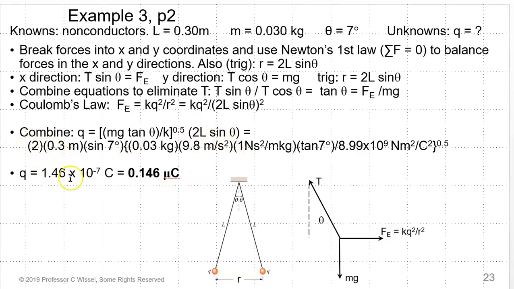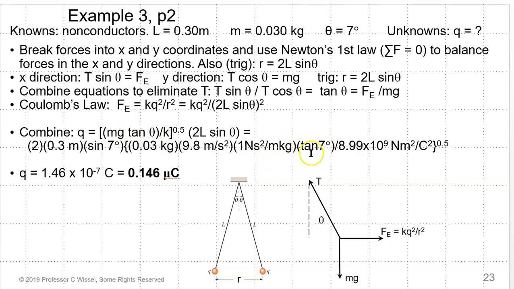Here's 2 times L times the sine of 7 degrees. And then I took this one here that's under the square root sign and wrote it in these curly brackets. So here's our mass of 0.03 kilograms. Here's our G of 9.8 meters per second squared. And of course, this is the units cancellation here to make sure all the units come out.